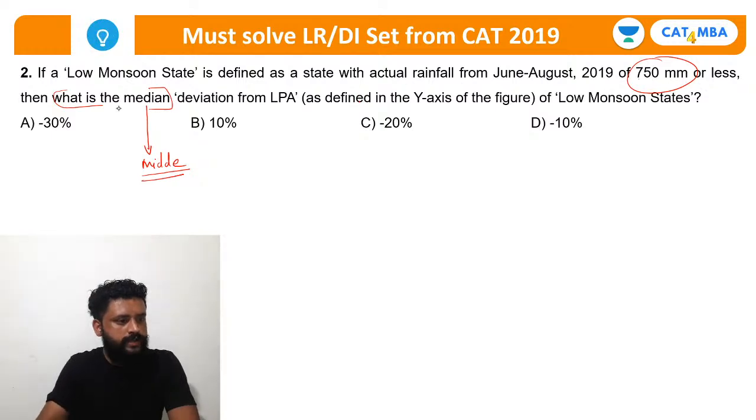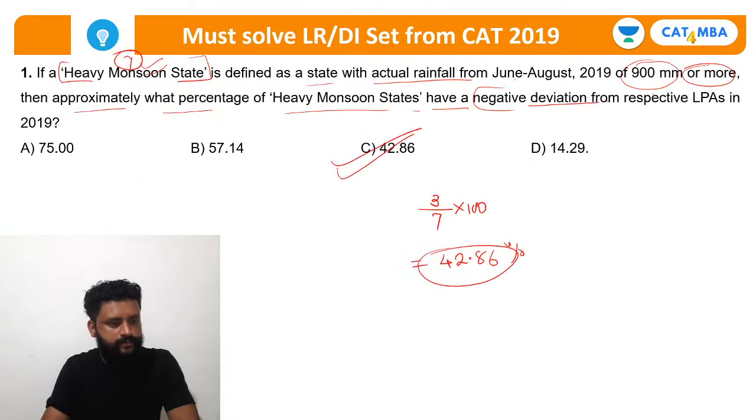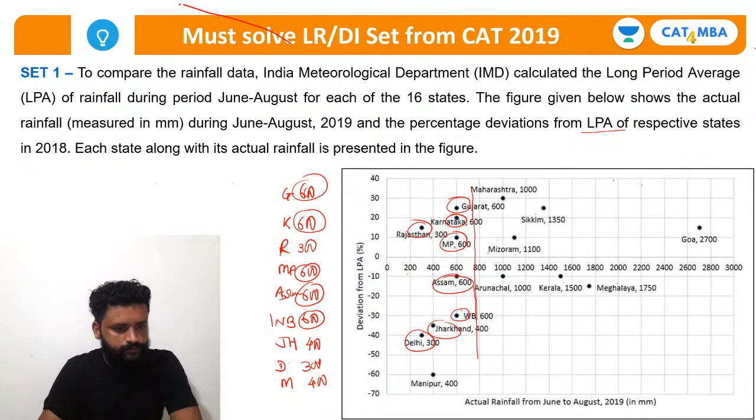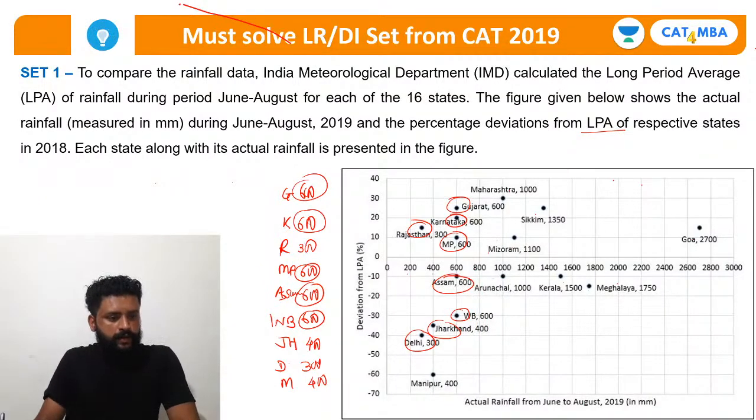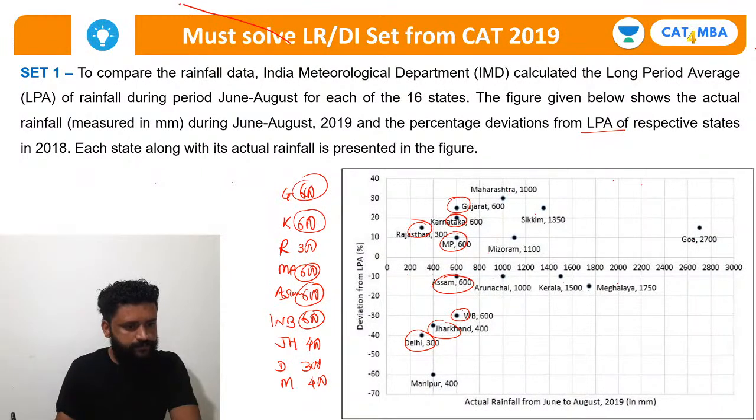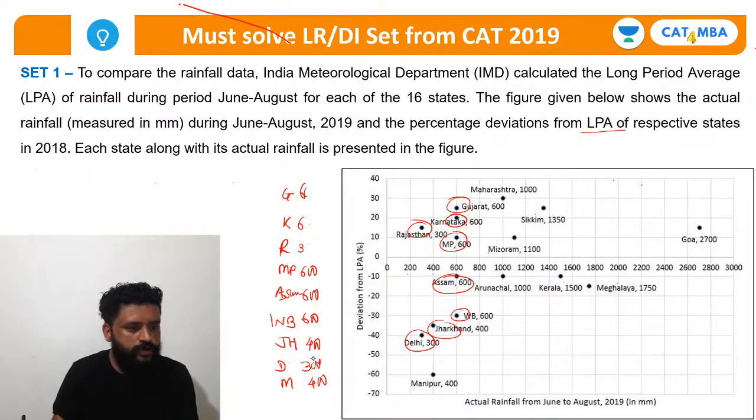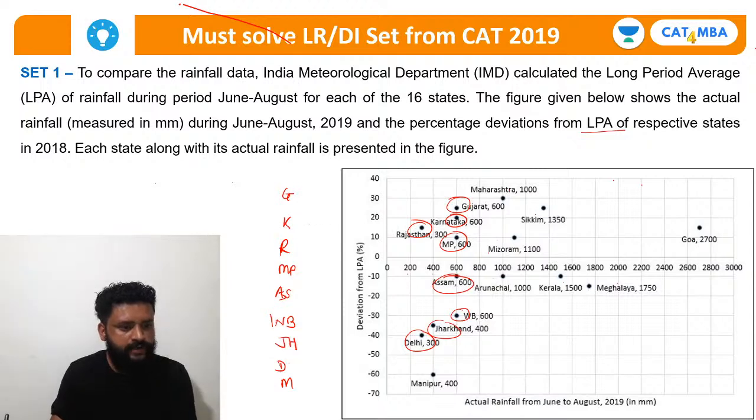Okay, low monsoon state, that is 750 or less. So these are 750 or less, and we want the median of this. There are 9 values, so we'll find 4 lows here. So the median of this will be, sorry, we want to calculate the deviation, not this. So these are the actual rainfall.